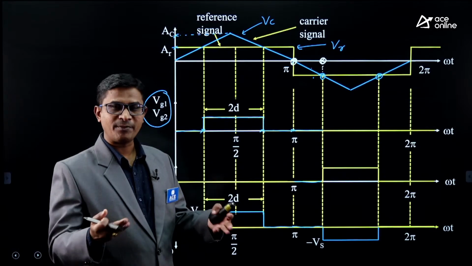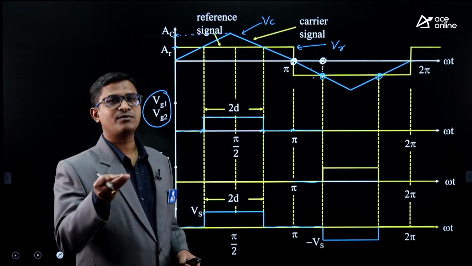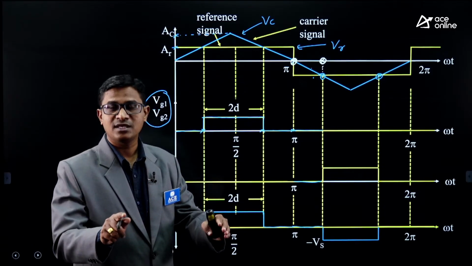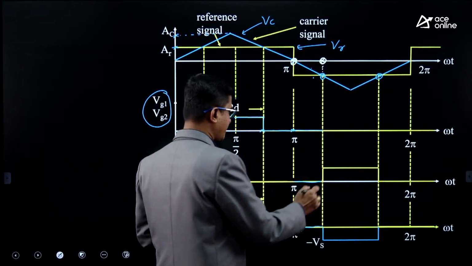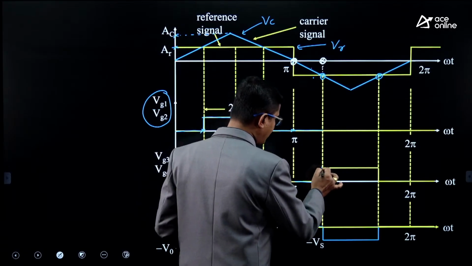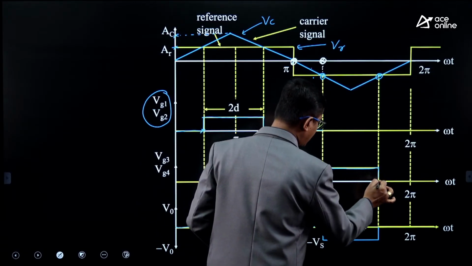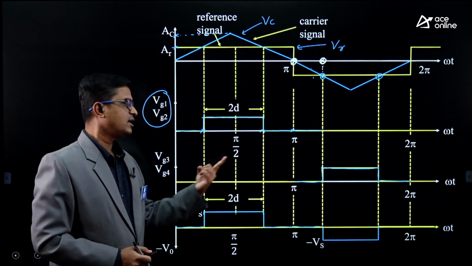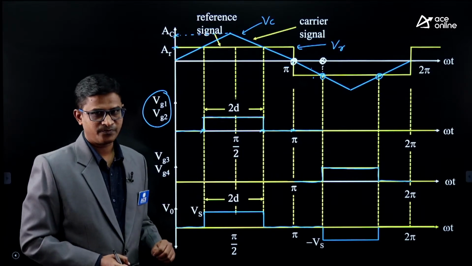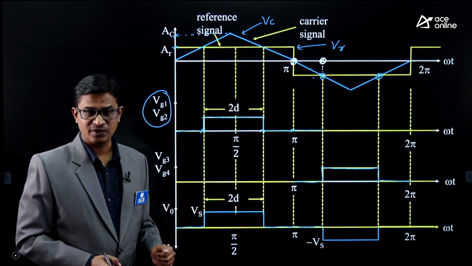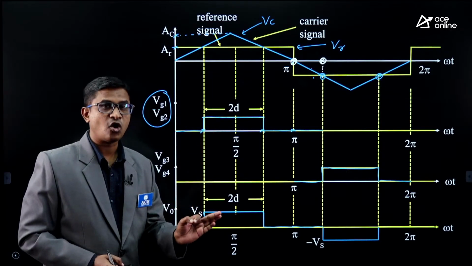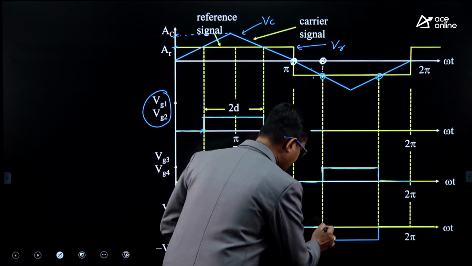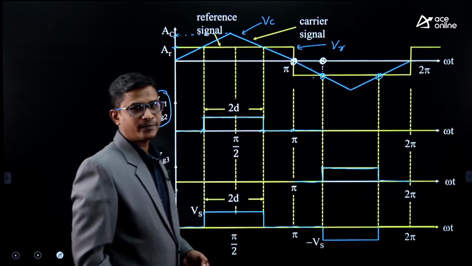Similarly, you can check from this instant till this instant, Vc is greater than Vr. So output of comparator is 1. Trigger pulse generator will generate the triggering pulses, and those triggering pulses are now provided to the switches S3, S4. Vg3, Vg4 means triggering pulses to switches S3, S4. So tell me, in a single phase full bridge inverter, when S3, S4 are in on state, what is the output voltage? Output voltage is minus Vs, right? So we are getting a negative pulse in output.